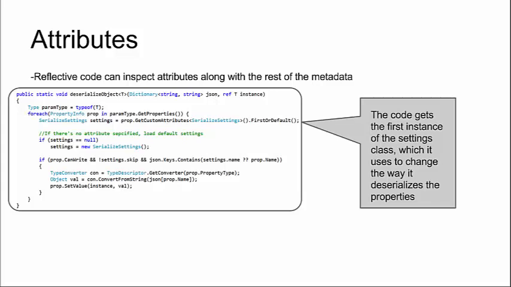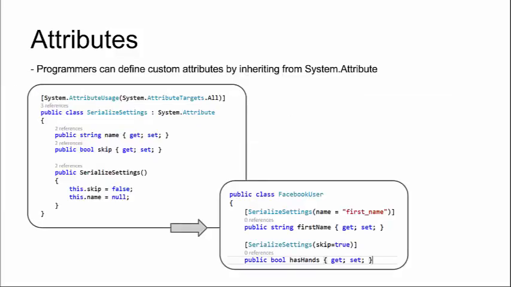Over here, we see the line being pointed out. That code grabs the first instance of the settings class that is attached to that object, to that property. So if we see here, we're attaching these serializer settings to each property that they precede. So the serializer setting name equals first name is attached to first name. This skip equals true one is attached to has hands.